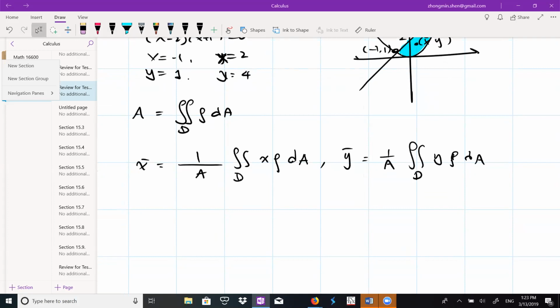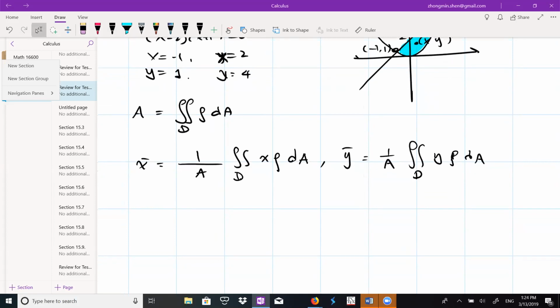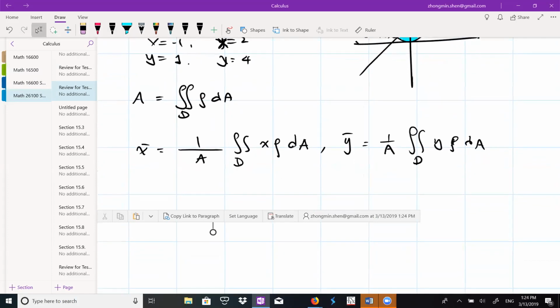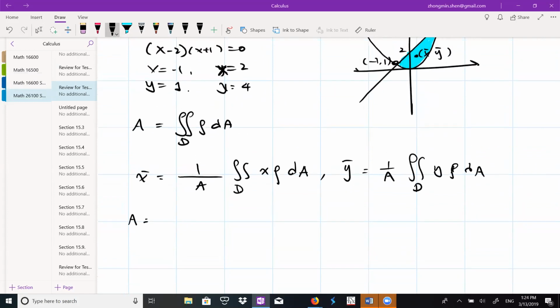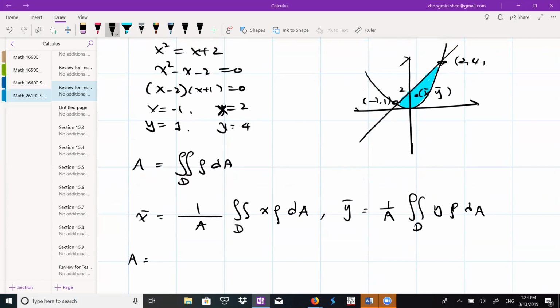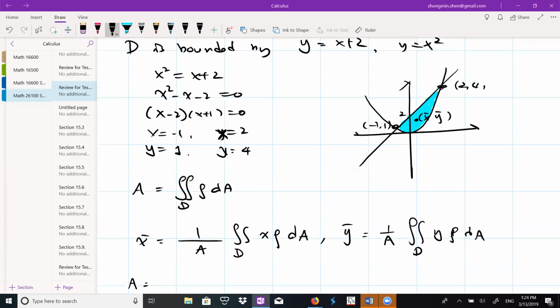Right. Okay. Now you maybe remember, if the density function is constant, then there are other formulas you learned before from Math 65. Okay. All right. So let's find out what is A. This is a double integral. Rho is x squared, right?